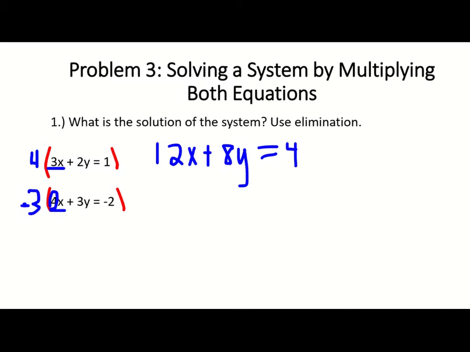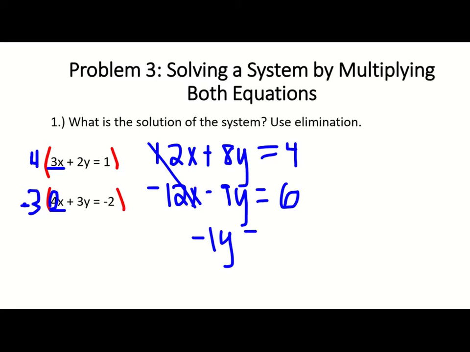On the bottom, I'm multiplying by negative 3 times 4x is negative 12x. Negative 3 times 3 is negative 9y. And negative 3 times negative 2 is 6. The x's cancel because I have 12 and negative 12. 8 minus 9 would give me negative 1y. 6 plus 4 would be 10. And when I divide by negative 1 on both sides, I'm going to get that y is negative 10.